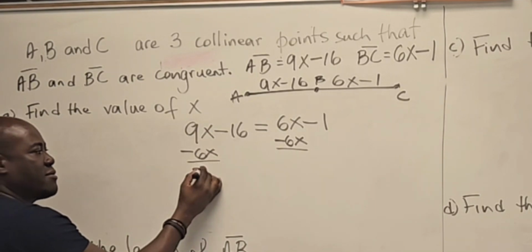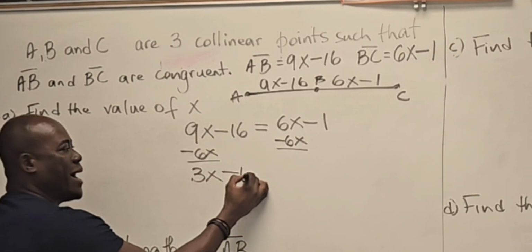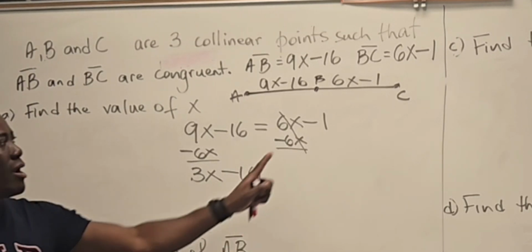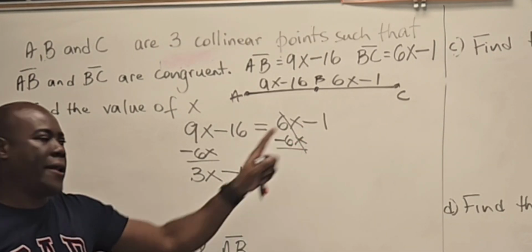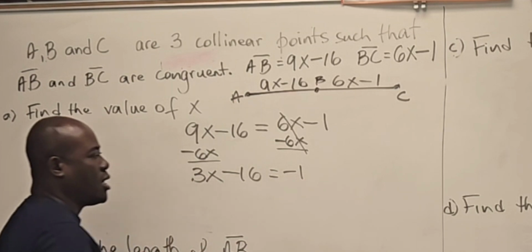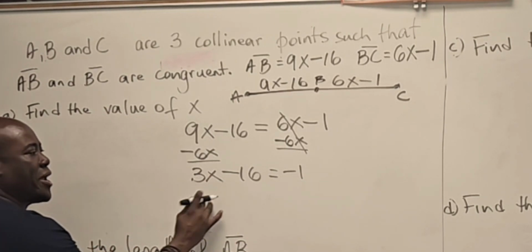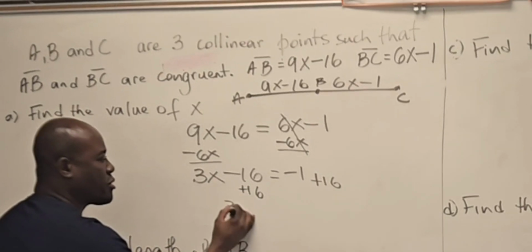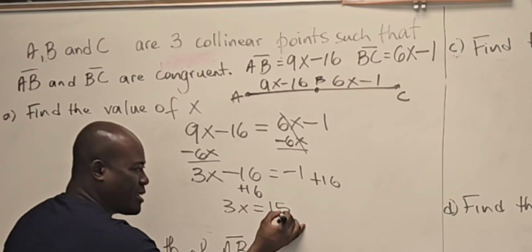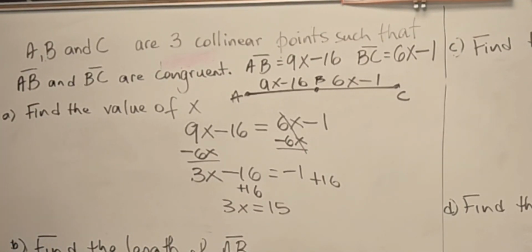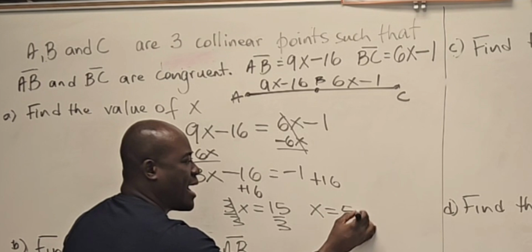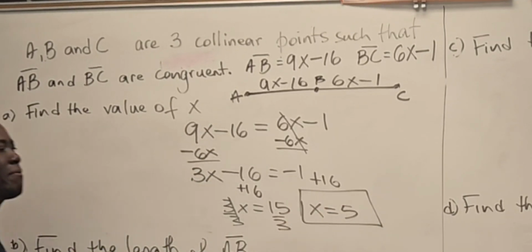9x minus 6x gives us 3x. There's a minus 16. This is gone. That's a 0. And we're left with negative 1 on that side. We're going to try to isolate the 3x, so I'm going to add 16 to both sides. So 3x is positive 15, negative 1 plus 16. Then we divide both sides by 3, and here x has a value of 5.